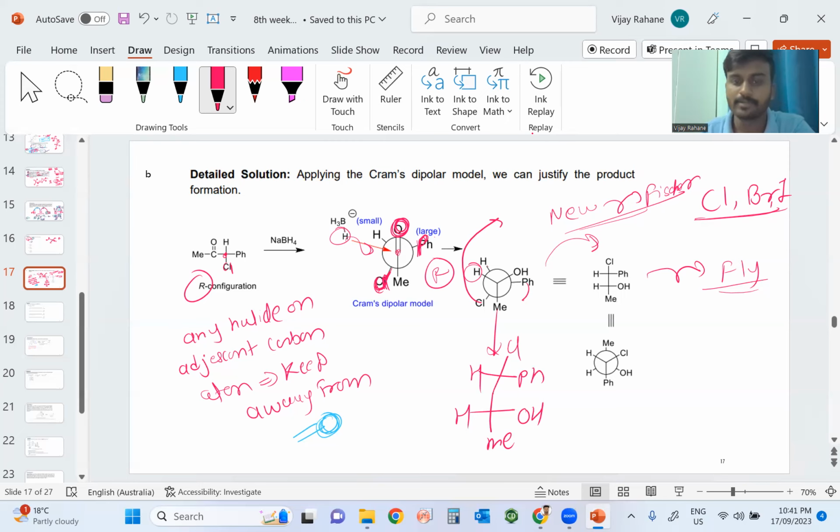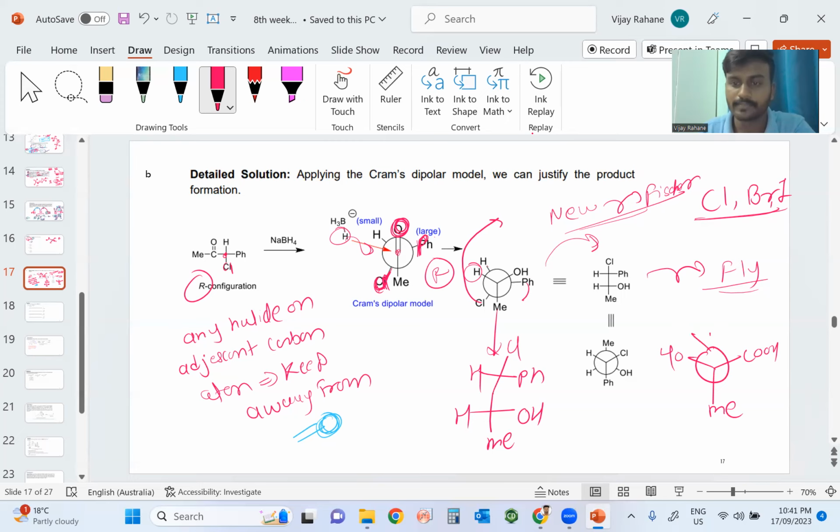If you have any kind of conformation, let's say I draw an arbitrary conformation like this, in this fashion it has COOH, it has the hydroxy, it has the methyl group, and on the back side I have some different groups.